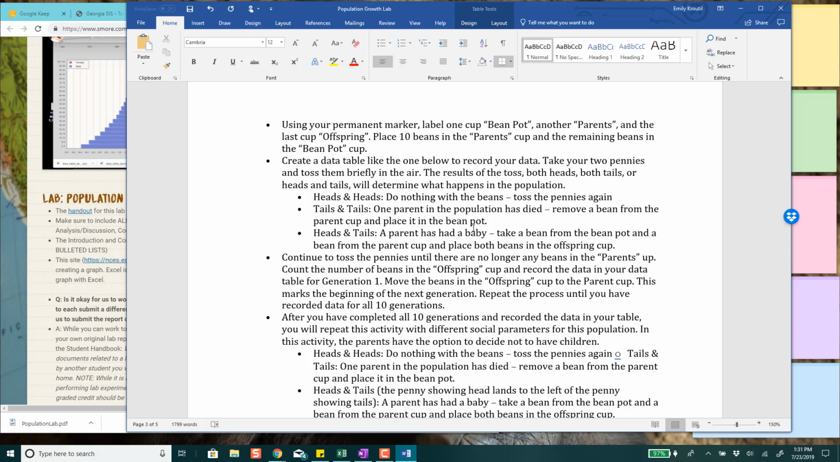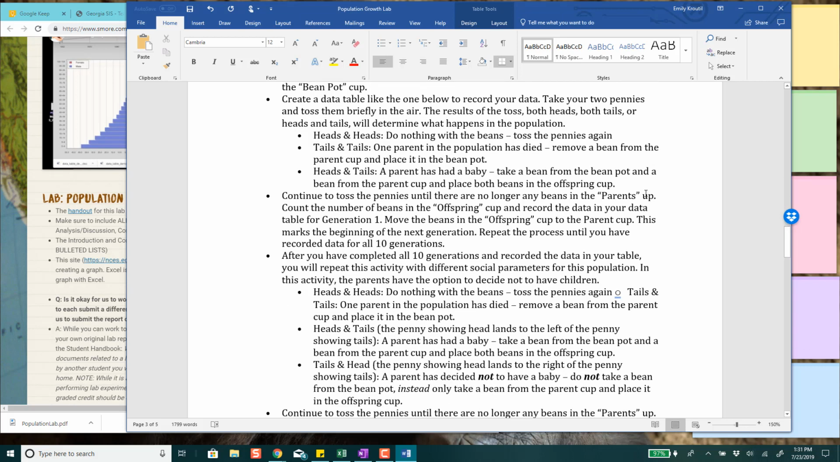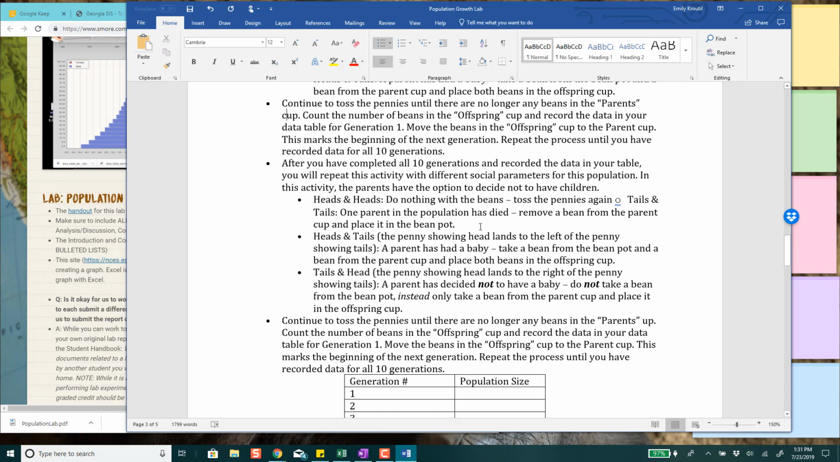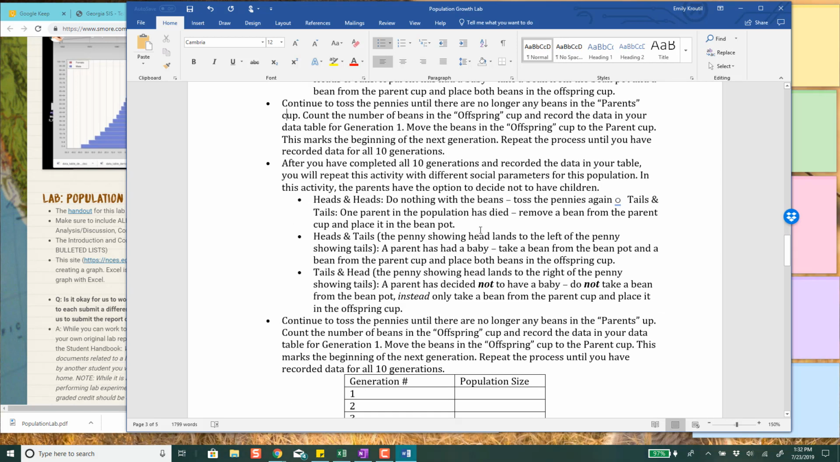And then we'll take a bean from the bean pot and a bean from the parent cup and put both of those in the offspring cup. We're going to continue tossing pennies until there's no more beans in the parent cup. Then we're going to count the number of beans in the offspring cup and record the data for generation 1. Any beans in the offspring cup for generation 2 are going to get moved back to the parent cup.